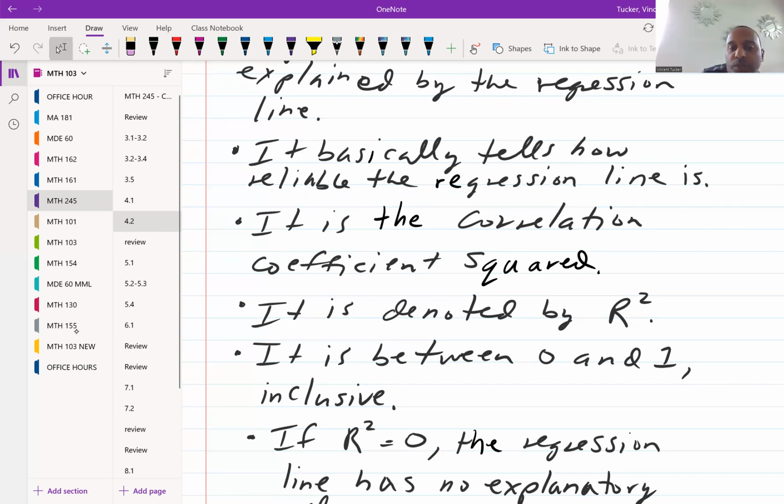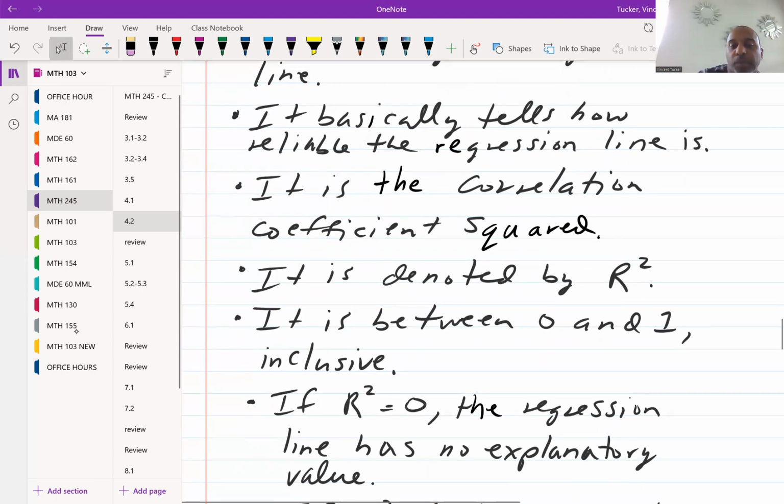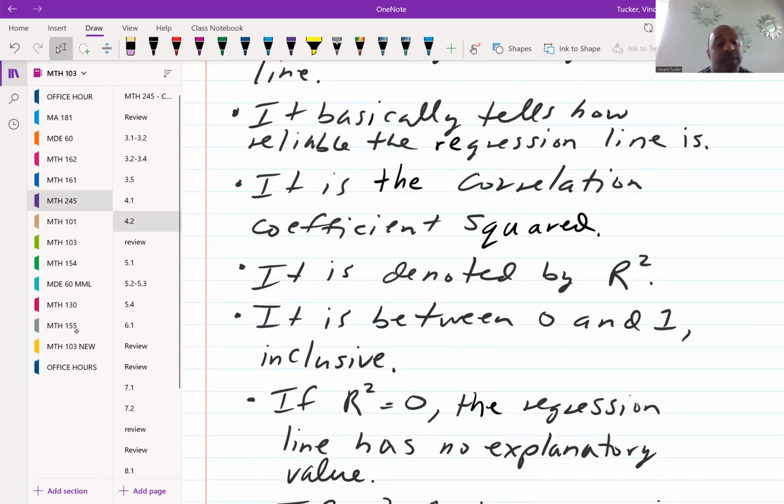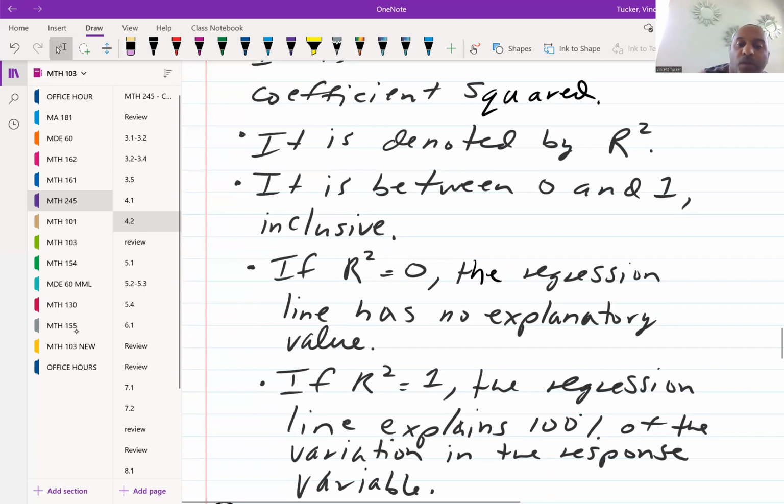All right, it's between 0 and 1 inclusive. If the coefficient of determination is equal to 0, the regression line has no explanatory value. If it's equal to 1, the regression line explains 100% of the variation in the response variable.